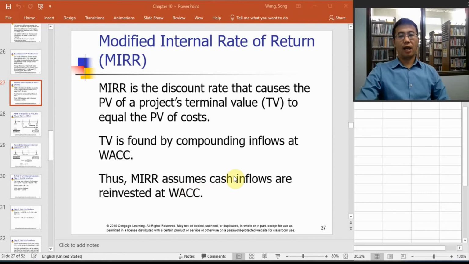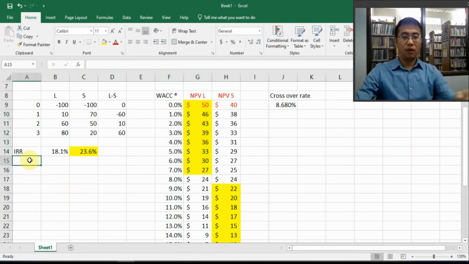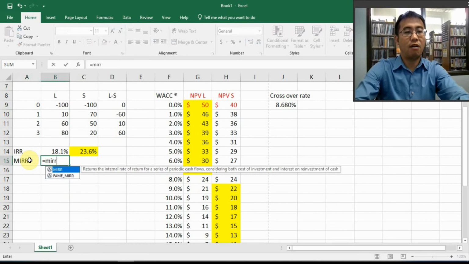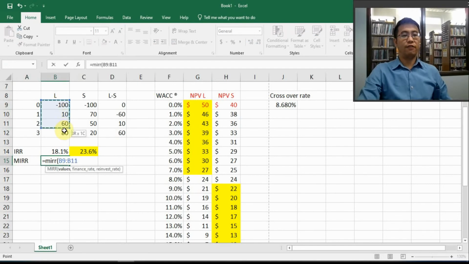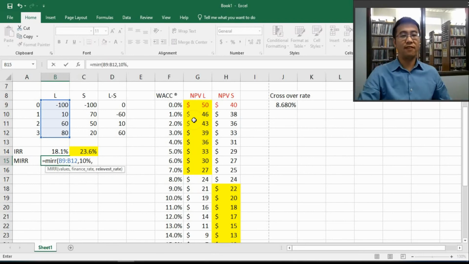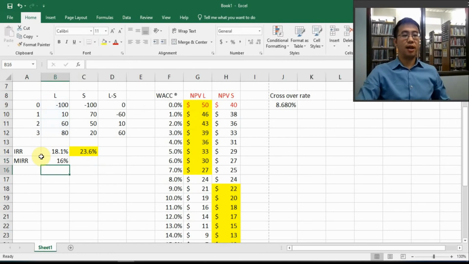And how do we calculate the modified IRR? In Excel, it's super duper easy. So you just use the MIRR function, and you're going to choose all the values from cash flow 0 to the last cash flow. And you have the finance rate, which is your cost of capital, and in this case we put 10%. And you also have the reinvestment rate, and that's why we are doing this. It is also 10%. Make these two equal to each other. Then you would get your modified IRR.